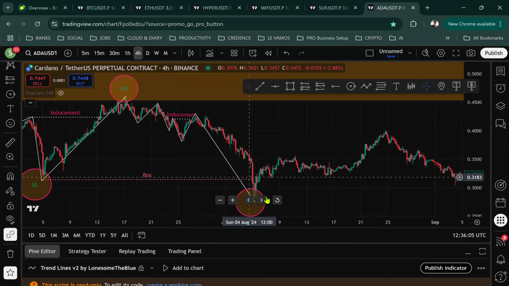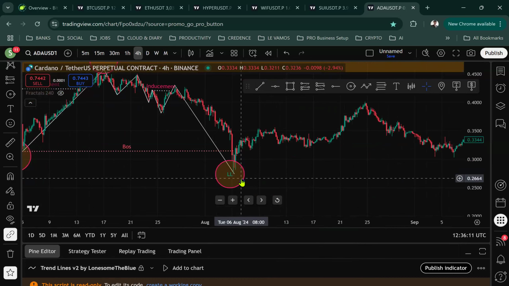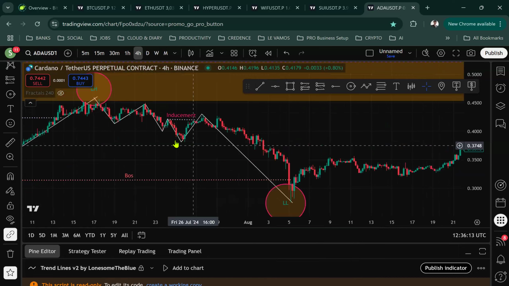So it came here. So this inducement is correct, no? Here I marked the inducement, is it correct, right?